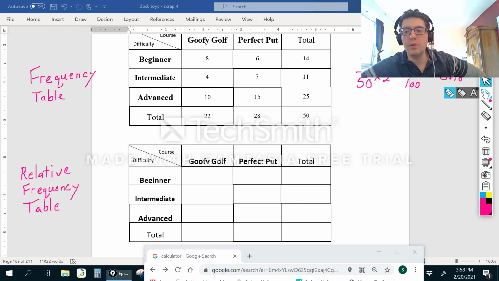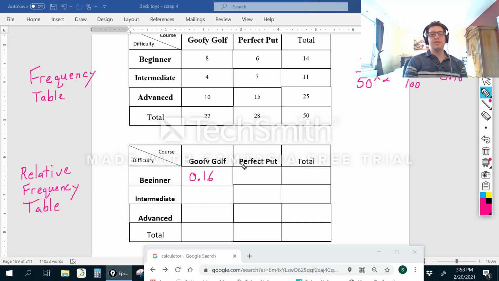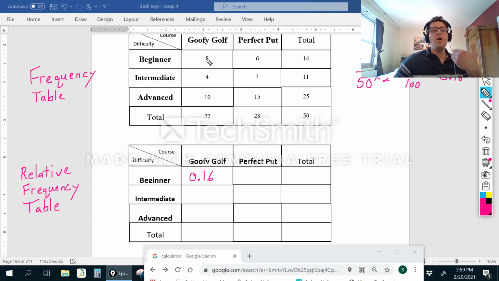So over here we would get 0.16. Okay, and relative frequencies are usually written in decimal form, like I just wrote it over here. But you could also say that that number is 16%. So 16% of all of the holes are beginner holes at the Goofy Golf course. Okay? So we're taking this number over here, which is just the frequency, how many beginner Goofy Golf holes there are, and we are comparing that to all of the holes. So we're saying 16% of all the holes are beginner holes at the Goofy Golf course.